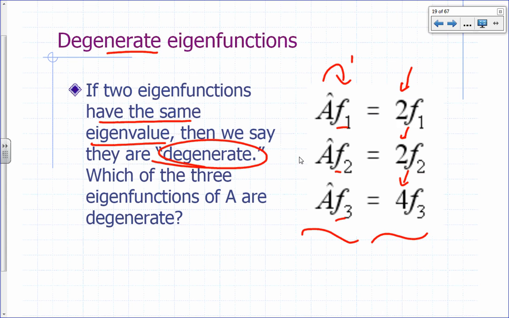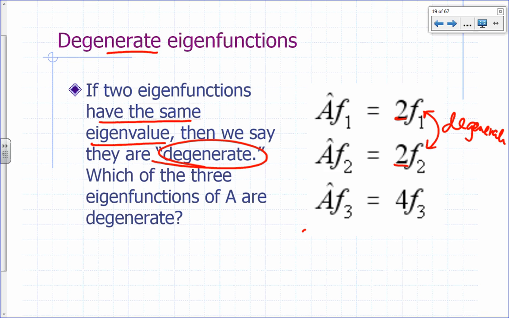So what is the eigenvalue corresponding to eigenfunction f1? 2. What's the eigenvalue corresponding to eigenfunction f2? 2. Since f1 and f2 have the same eigenvalue, then we say f1 and f2 are degenerate eigenfunctions. Okay? So we say f1 and f2 are degenerate. f1 and f3 are not degenerate. f2 and f3 are not degenerate. That's what we mean by degenerate eigenfunctions. These are eigenfunctions that have the same eigenvalue.